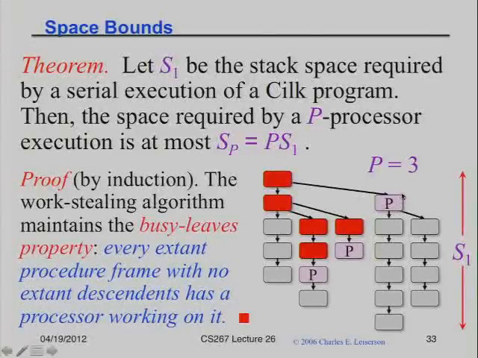And here I have 3 processors. And the point is that each processor can only have a subset of the DAG sitting on it because of the way the stealing works. It can only have a path from the root down to the bottom. And that is bounded by the size of the stack on one processor. So nobody can have a depth of the stack more than 1.